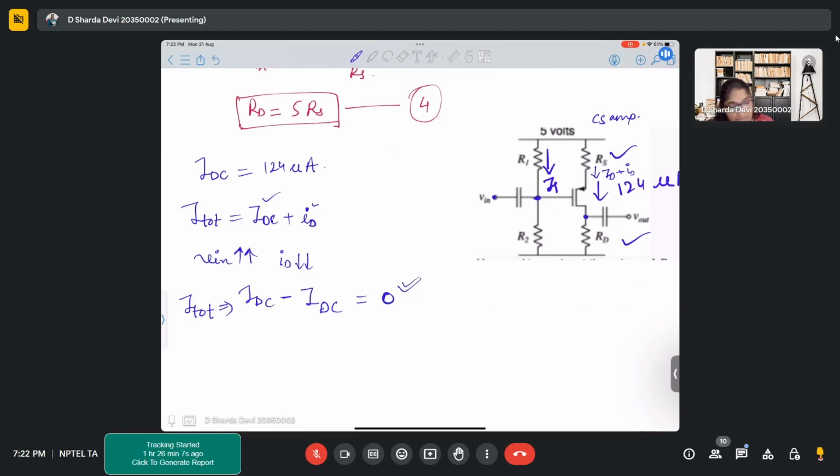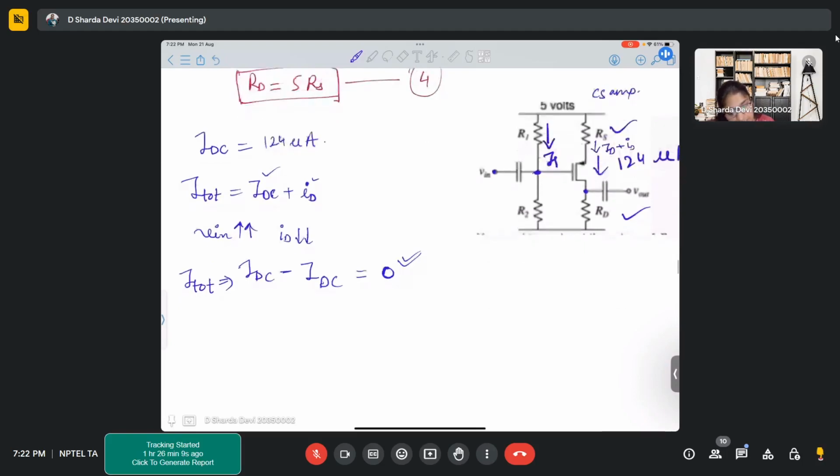So I total will be 0. Now for the case when your V... Ma'am, can you explain that, so see how it happens, the condition when there is a CS amplifier.